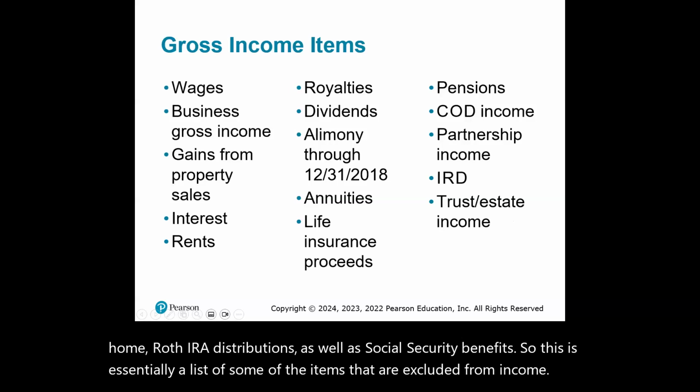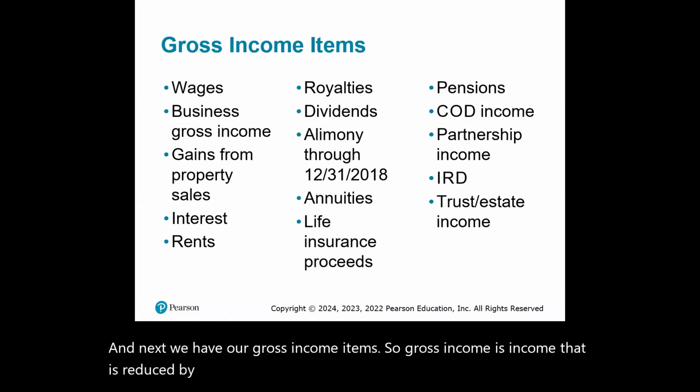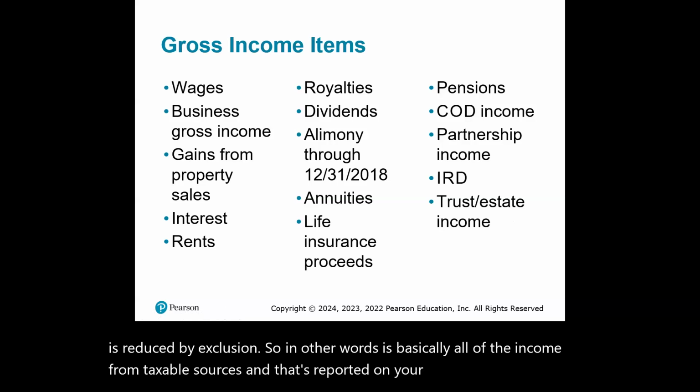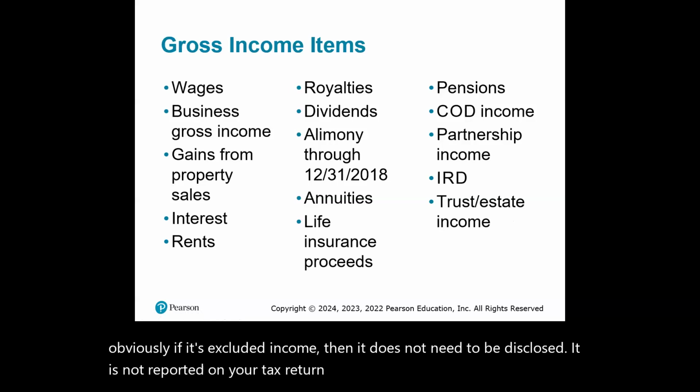And next we have our gross income items. So gross income is income that is reduced by exclusion. So in other words, it's basically all of the income from taxable sources, and that's reported on your tax return. Because obviously, if it's excluded income, then it does not need to be disclosed. It is not reported on your tax return.